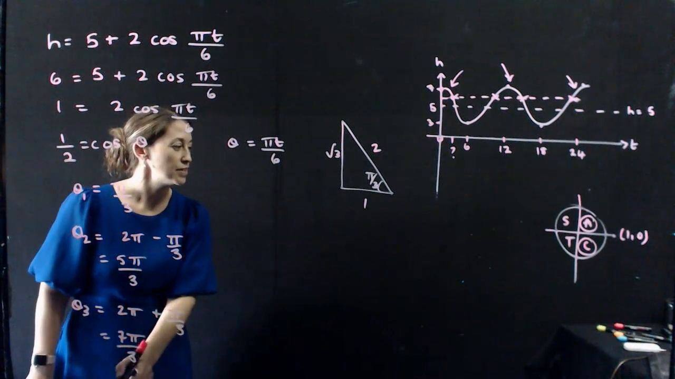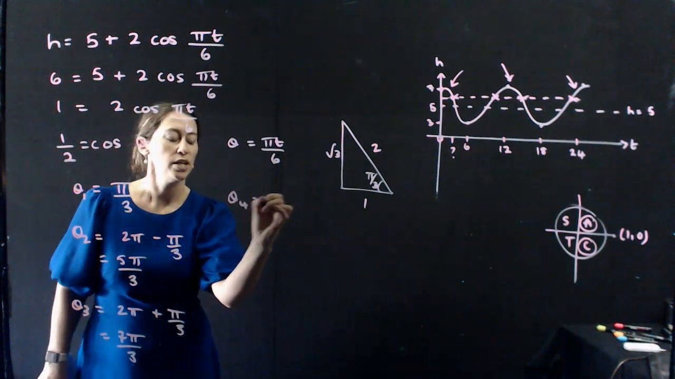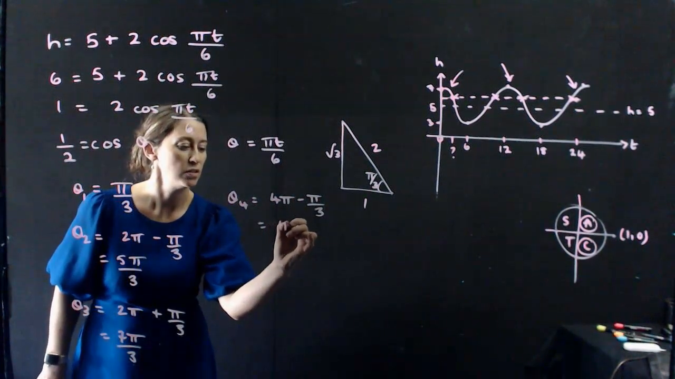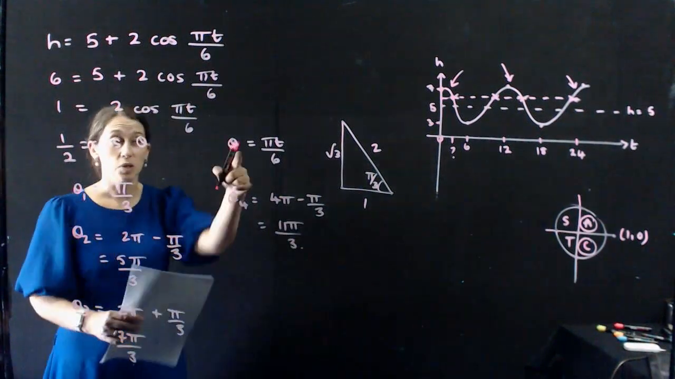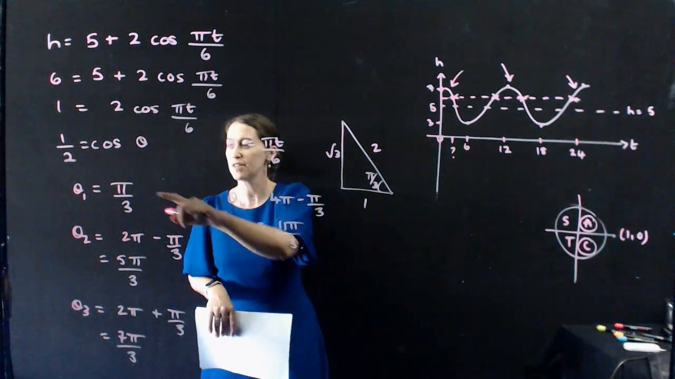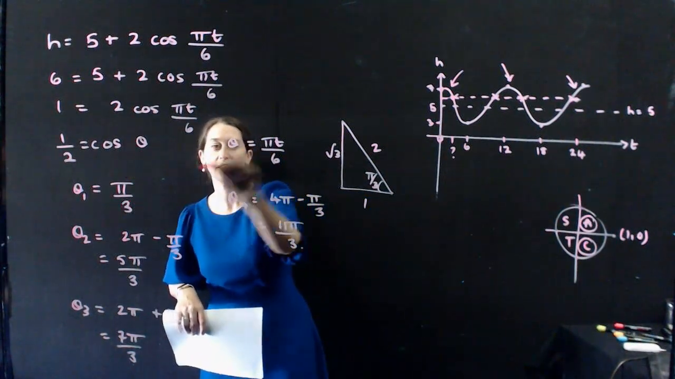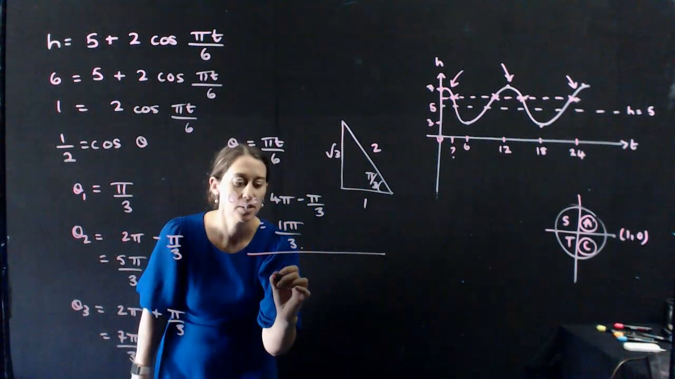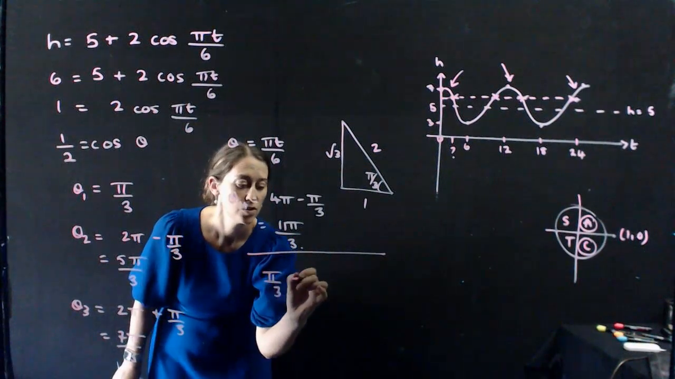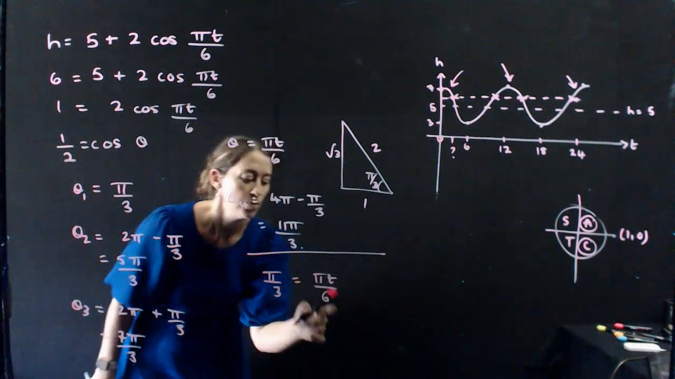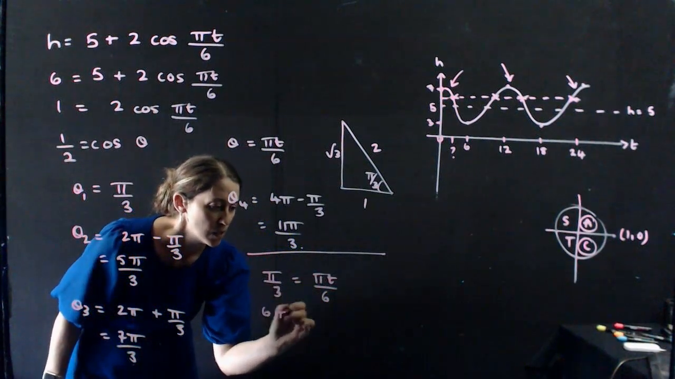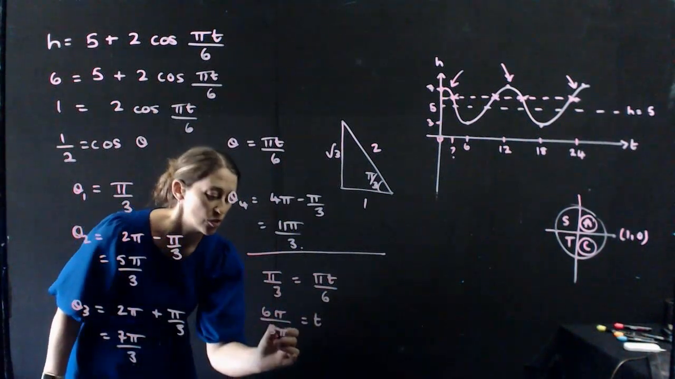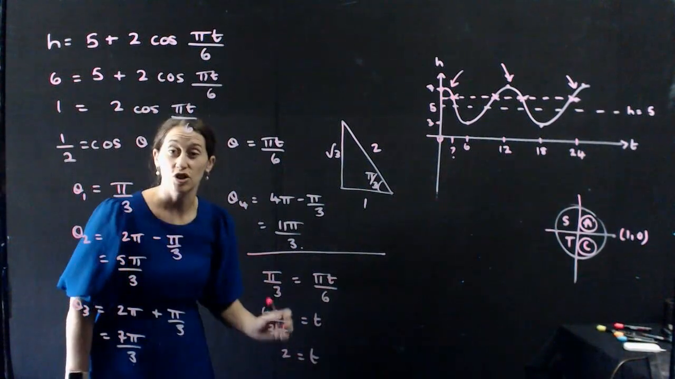So I don't think I'm going to fit that down there. So I'll write it here. Theta 4 is 4 pi take away pi upon 3, which is 11 pi over 3. Now it's just a case of solving for t for each of those. So let's look at the first one. So I'm going to substitute theta into this equation here to solve for t. So theta 1 is pi over 3, which is equal to pi t over 6. Moving this around, we get 6 pi over 3 pi equals t. So 6 over 3 is 2. So our first time is at 2 hours.